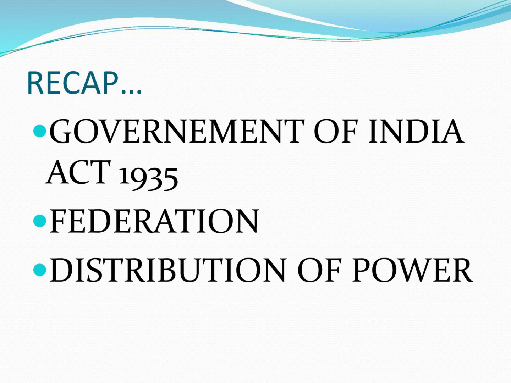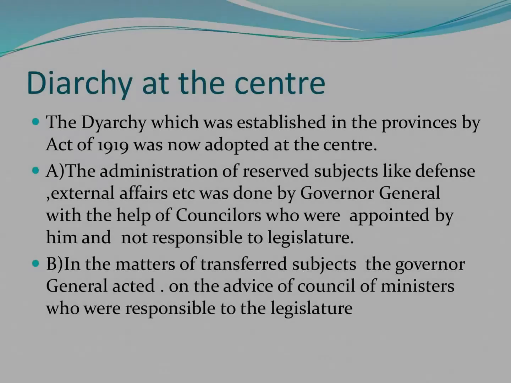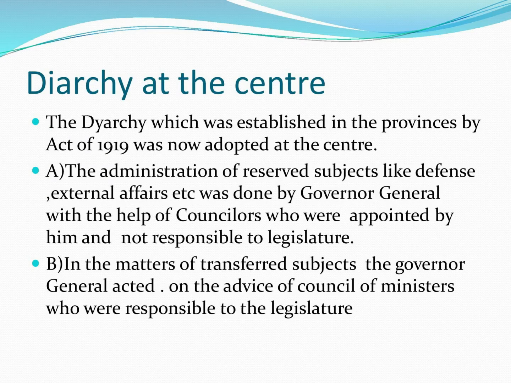Then the third important provision incorporated in the Act of 1935 is diarchy at the center. Diarchy means the establishment of a dual government. The diarchy which was established in the provinces by the Act of 1919 was now adopted at the center. This was passed in 1919 only, but not implemented. But the 1935 Act brought it into operation.